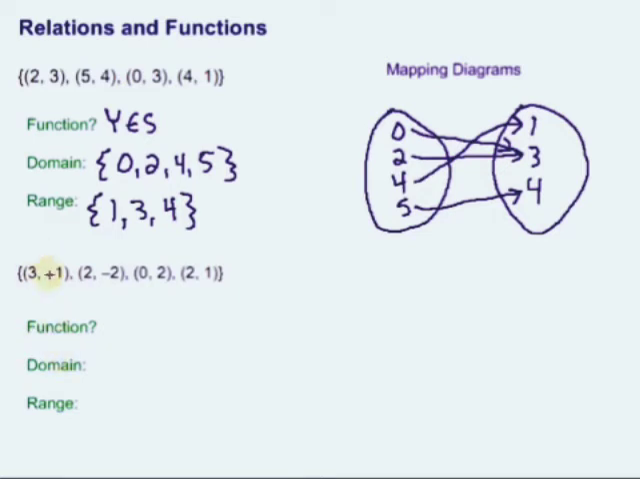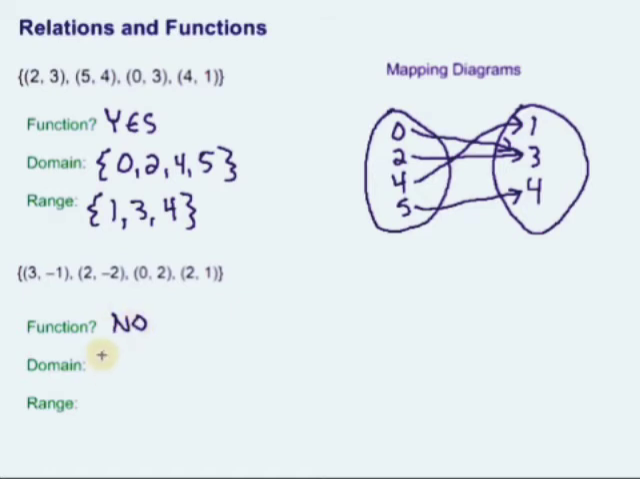Let's take a look at another one right here. Is this a function? Well, if we're given ordered pairs, remember we look at those x coordinates. So we've got a 3, a 2, a 0, and a 2. Oh, we've got a repeat. When we repeat our x's, it is not a function. This is not a function.